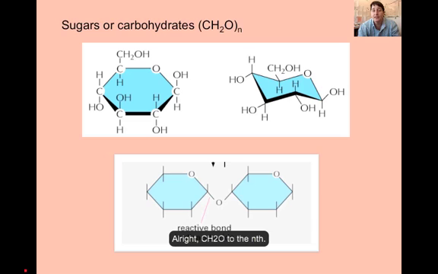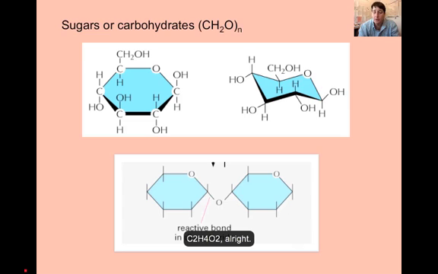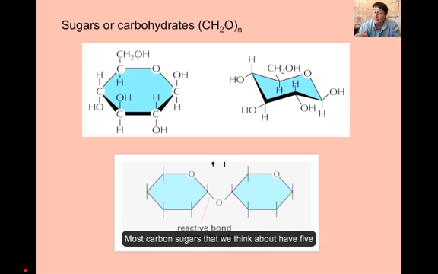CH2O to the nth. CH2O, 1 carbon. If you have 2 carbons, it's C2H4O2. Most carbon sugars that we think about have 5 carbons or 6 carbons, right? A pentose or a hexose.